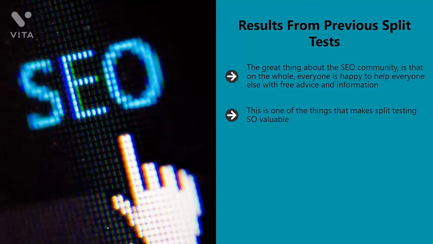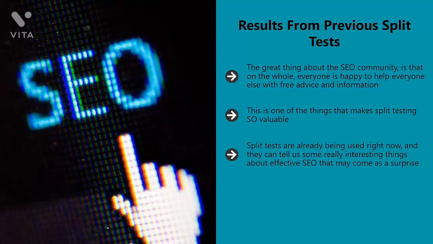When a company takes the effort to run tests on hundreds of their pages, they can obtain some useful information that can be used by the entire internet marketing industry until Google changes its algorithms. Split tests are already being used right now, and they can tell us some really interesting things about effective SEO that may come as a surprise.